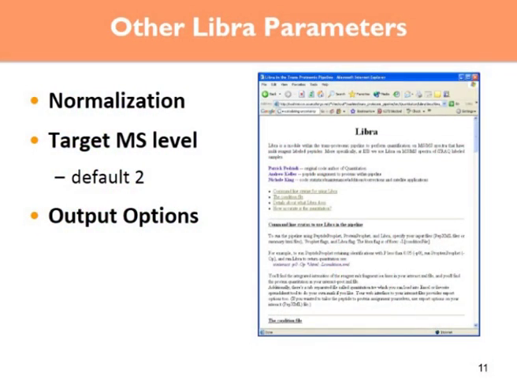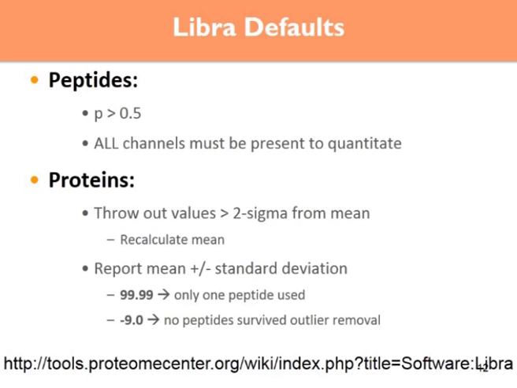A couple other parameters you can tell Libra: which channel you're normalizing against. If you have 8 conditions, which one is your baseline, you tell it. By default, the target MS level is 2, but you can do this whole other MS3 thing. If you're doing fragmentation with MS3, you can tell it to look for the fragment ions there, and some output options.